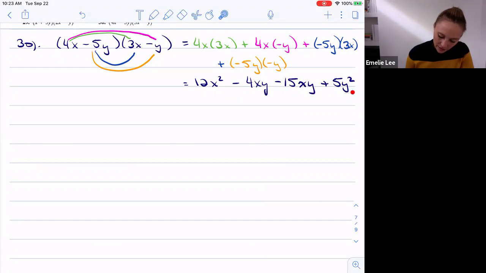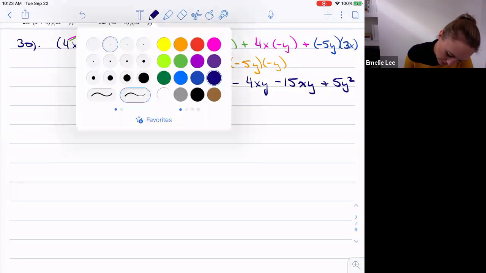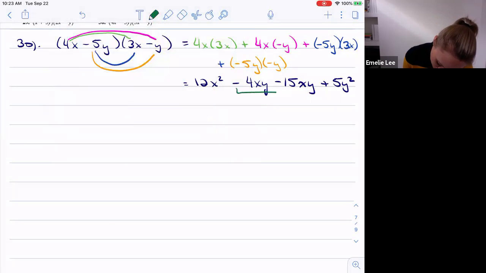Browsing through here, I'm checking if there are any common or like terms, I should say. I've got an x squared, I've got an xy and another xy, so I'm going to be able to combine those, and then I've got a y squared just off on its own. And so here what I can do is combine like terms.